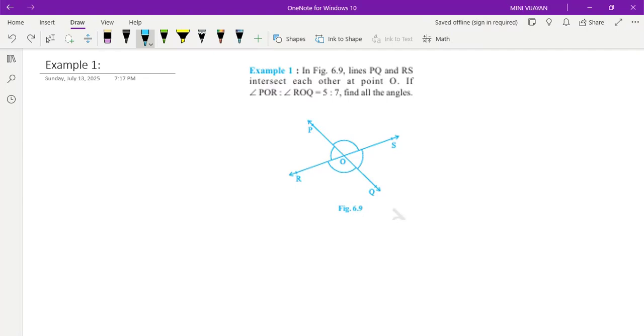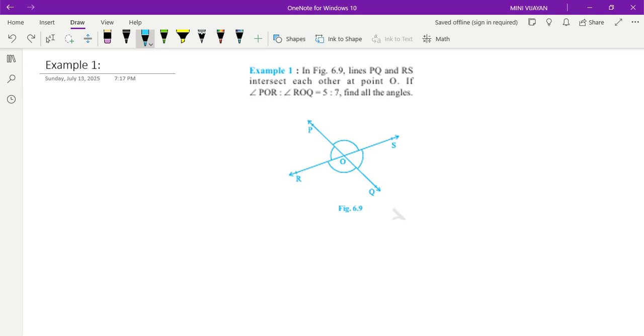So yesterday we discussed the theorem and proof, the first theorem of chapter 6, which was vertically opposite angles are equal. I just explained one pair of vertically opposite angles. I hope all of you have completed the second pair yourself. If you have any doubt about how to identify the vertically opposite angles in the second pair, you can just comment that. I will explain that part also.